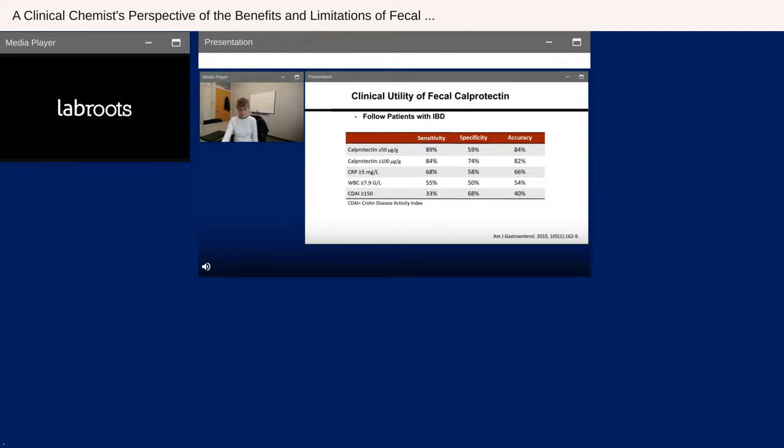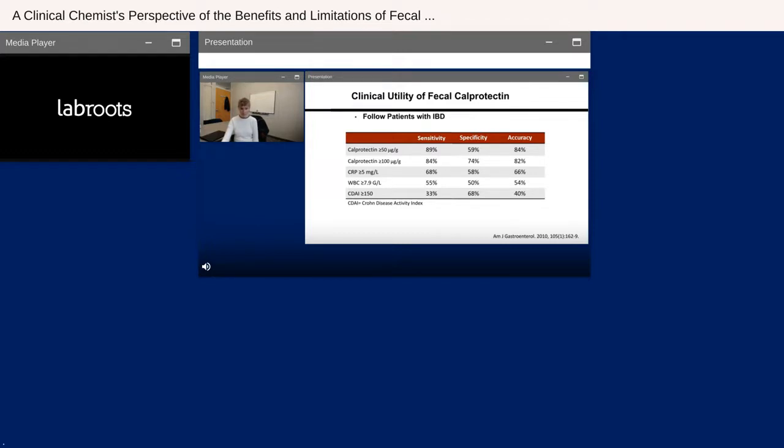it's important to rule out those other reasons. If we compare it to other serum markers that measure inflammation, CRP and the white blood cell count, you can see that they have a much lower sensitivity in detecting those flare-ups in patients with IBD, and about the same specificity. And if we compare it to a clinical score, the Crohn's Disease Activity Index, we can see that it doesn't compare as well as the lab results.